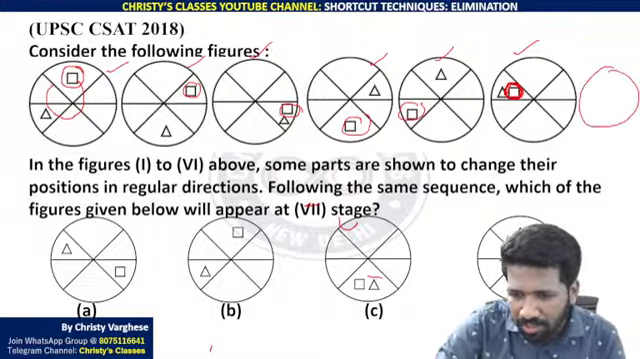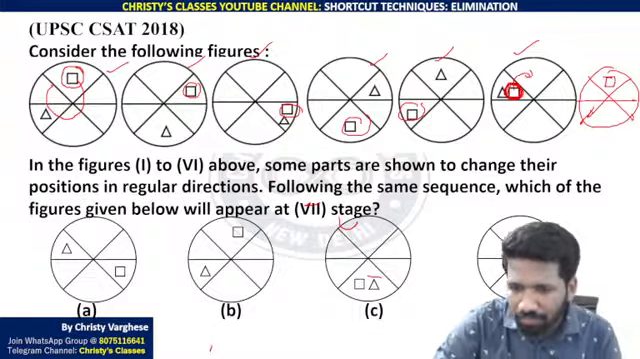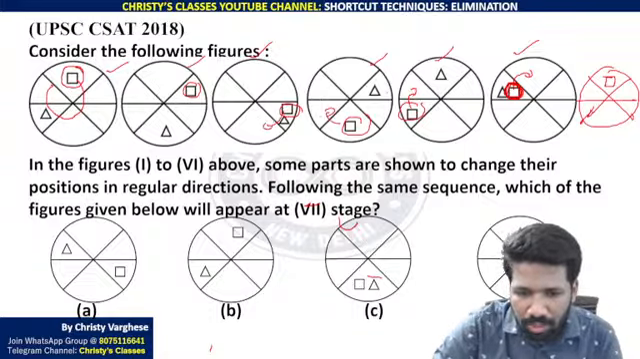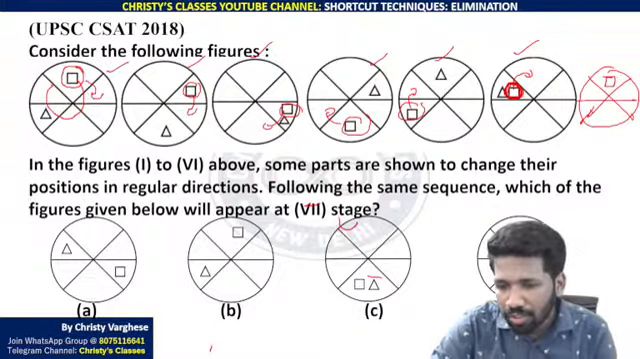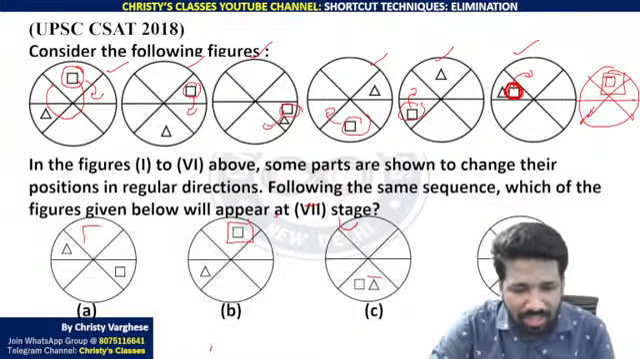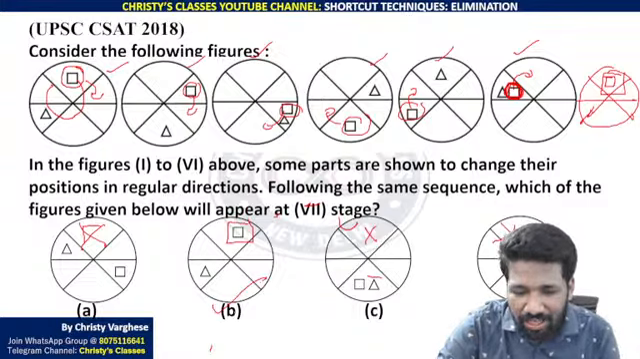So in the next picture it should definitely be in this cell only, because from here it shifted to here, from here it shifted to here, from here to here, and again from here to here. So it should only be here. And a square in this cell is only there in option B. No other option has a square in this cell. This is not having, this is not having, this is not having. And that gives you the answer faster.